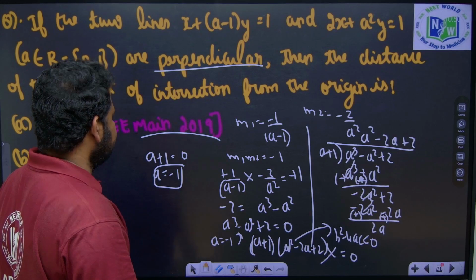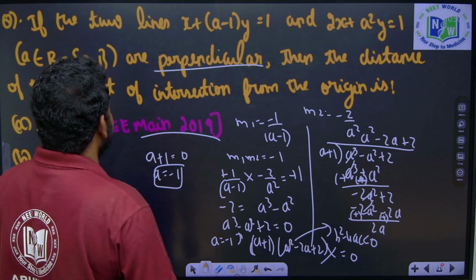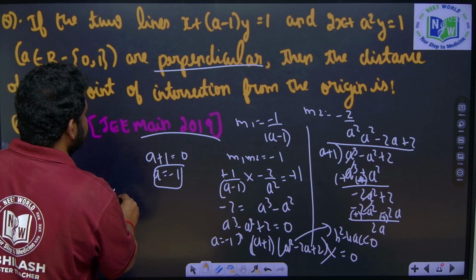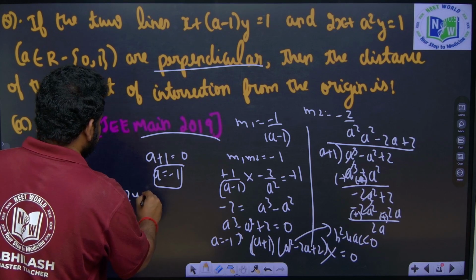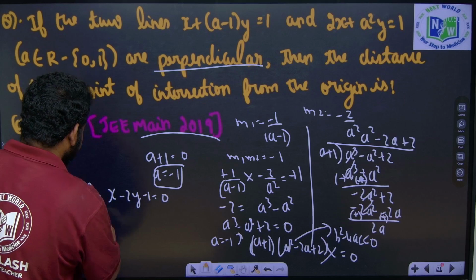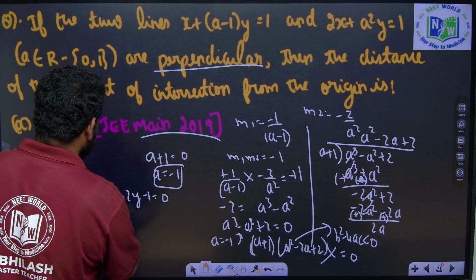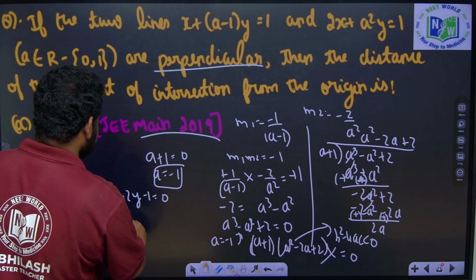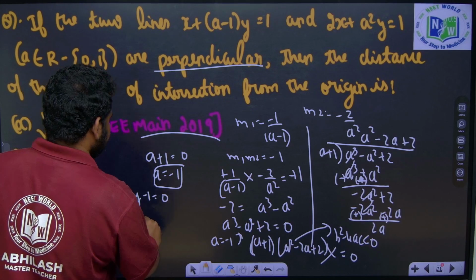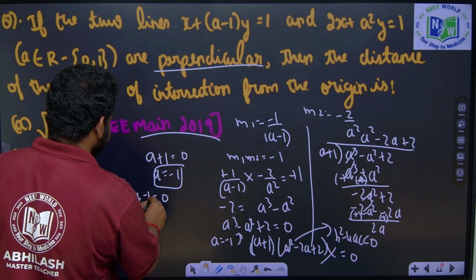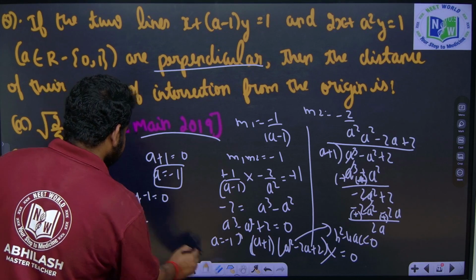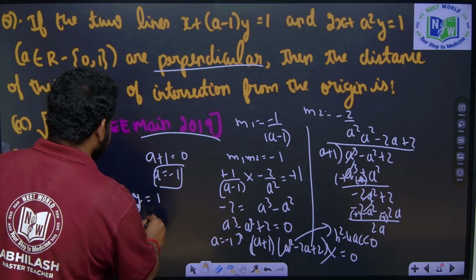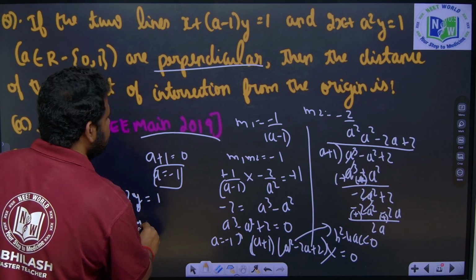So if I take a is equal to minus 1 in this equation, what will I get? This equation will become x minus of minus, this is minus 1, minus 2y minus 1 is equal to 0. This is L1. What about L2? L2 is nothing but 2x minus a square. A square is minus 1 square, that is 1. 2x plus y minus 1 is equal to 1. So this will be minus 2y is equal to 1. This will be plus y is equal to 1.